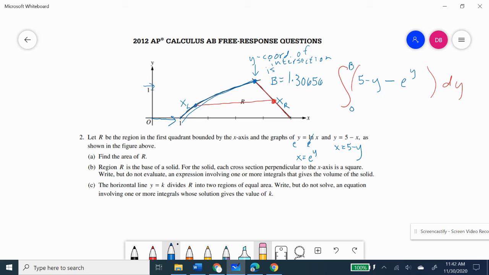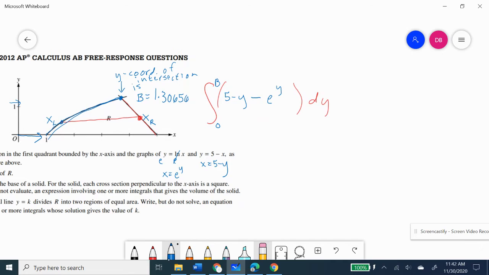You were told to find the area of R. Now, this is allowed a calculator. So you can throw this in your calculator and get a nice answer out of it. And that will give you 2.985, or it will round up to a 6, either or.